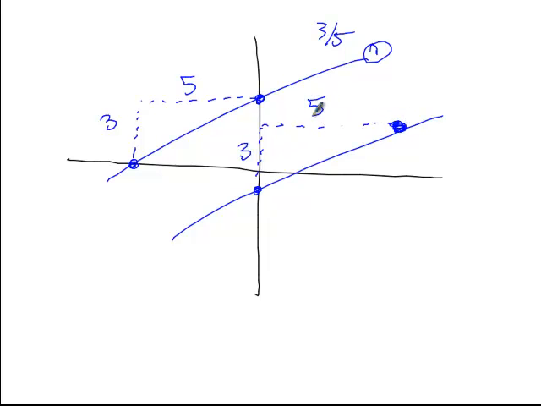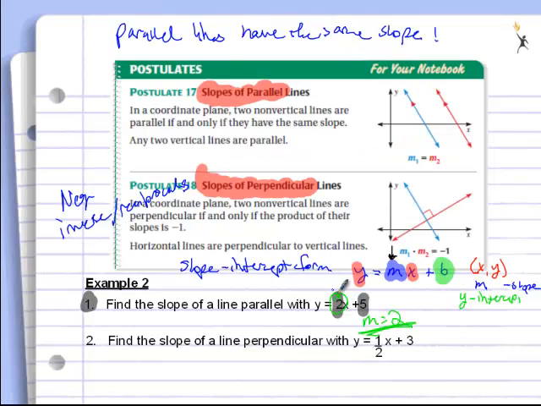because parallel lines never intersect. So they would have to have the same up and the same over. That way they never intersected. If they both increased 3 and ran 5, they would never intersect. When they give me this equation, I can identify the slope of this line is 2, which means a parallel line would have to have the same slope, or a slope of 2.